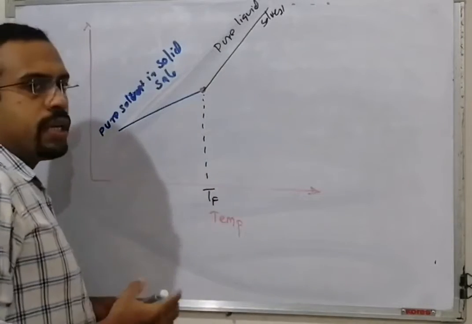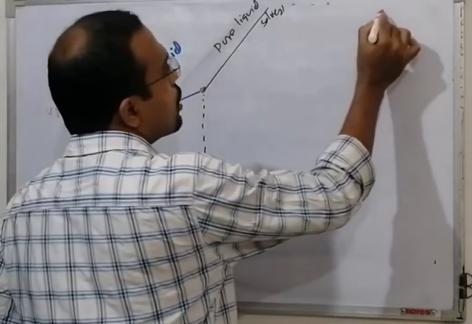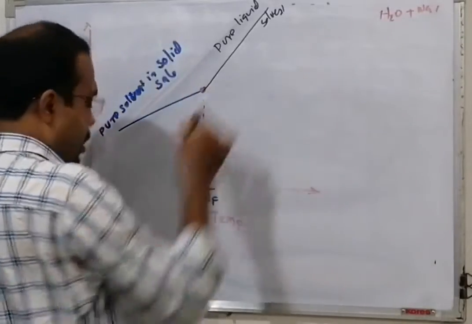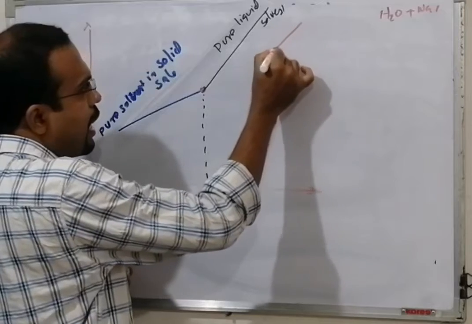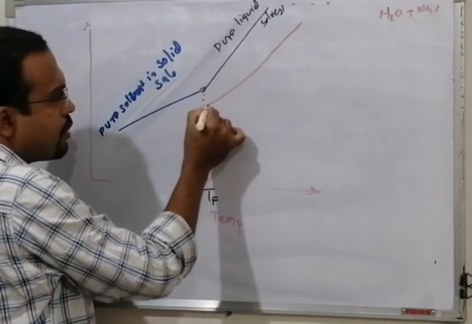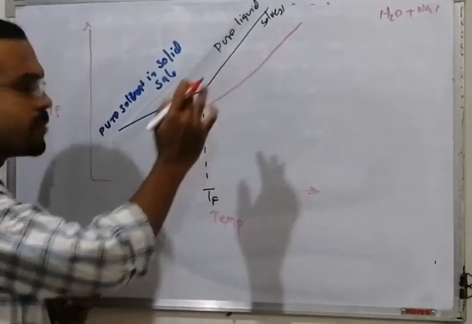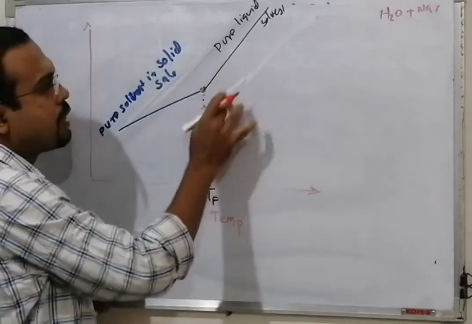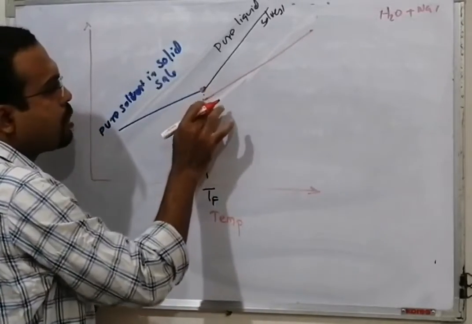Now, suppose this solvent is used to prepare a solution, that is H2O plus sodium chloride. In the case of a solution, its vapor pressure will always be less than that of pure solvent. When you compare to pure solvent, its graph is always less than. Now, suppose it meets here.